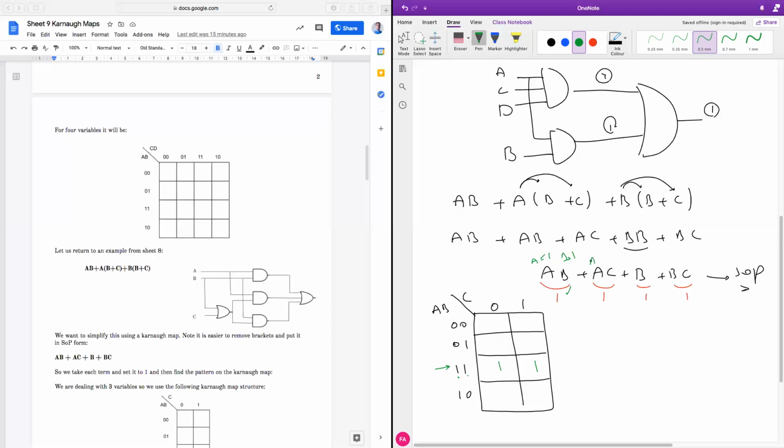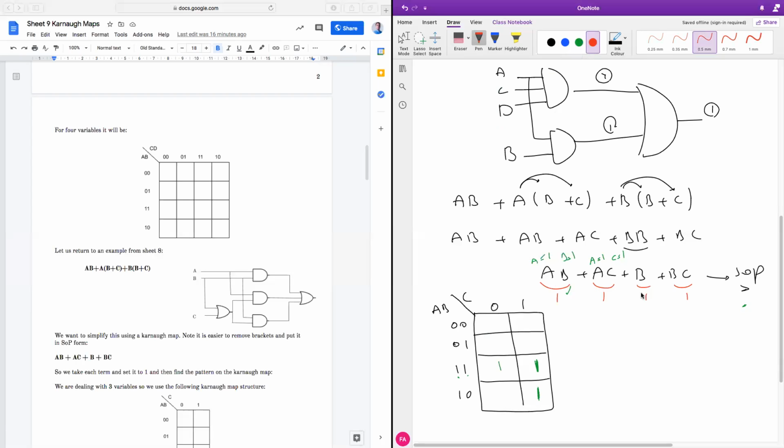AC. So when A is 1 and C is 1, the output of this circuit is 1. A is 1, I'm talking about these two rows. C is 1, I'm talking about this column. Look, B is not important. B can be 0 and 1. The second number shows B. So these two rows, when A is 1 and C is 1, this column, it means that these two, I'll have a repeat, but these two ones show AC. Next one, B is 1. Is C important? No. Is A important? No. Let me delete this one.